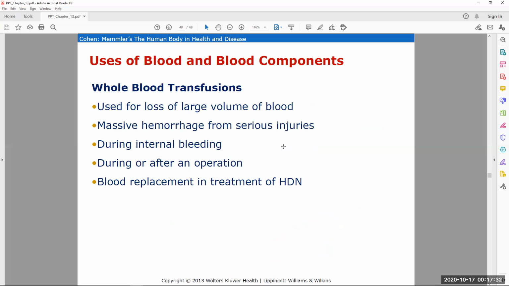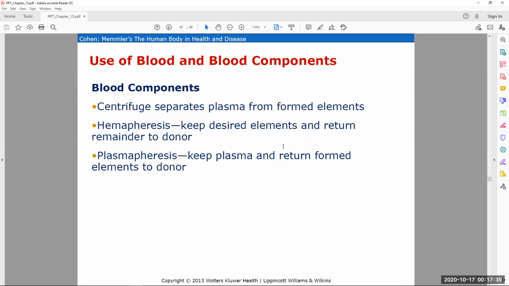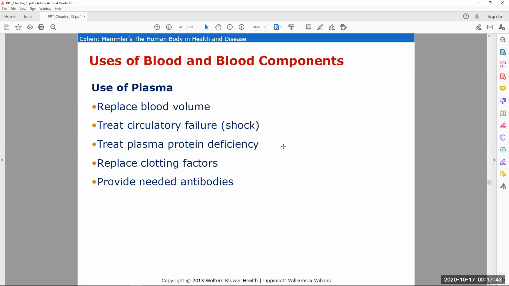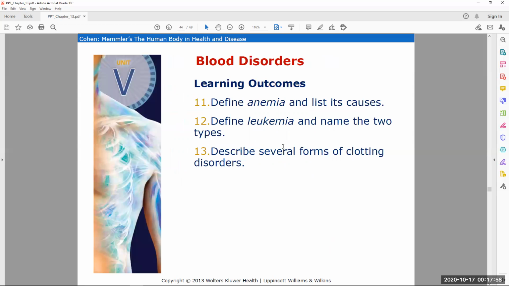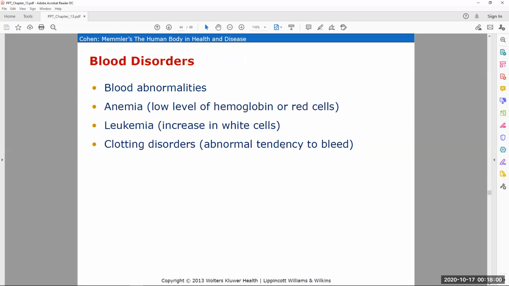In terms of whole blood transfusion, this is only given for loss of a large volume of blood, massive hemorrhaging, and during or after an operation. Those are the major things you need to know for this class. So use of plasma is to replace blood volume, and it is used to treat circulatory shock, circulatory failure, which could lead to shock. And that is all the things we need to know concerning that aspect.